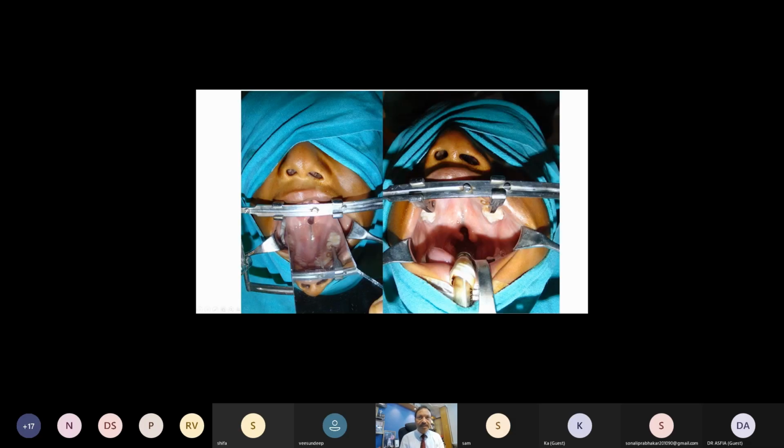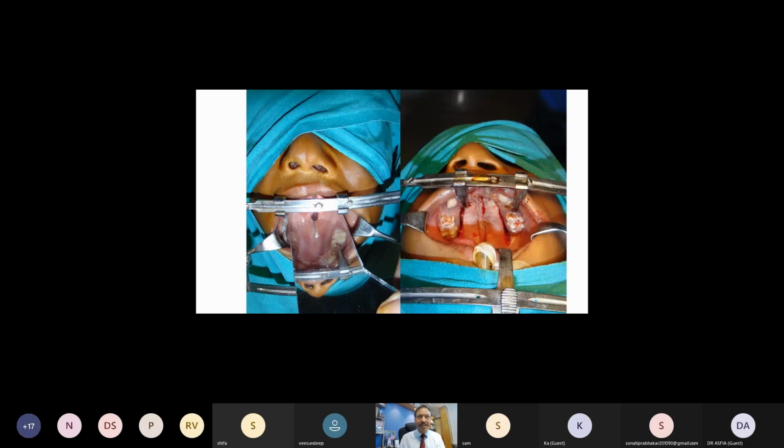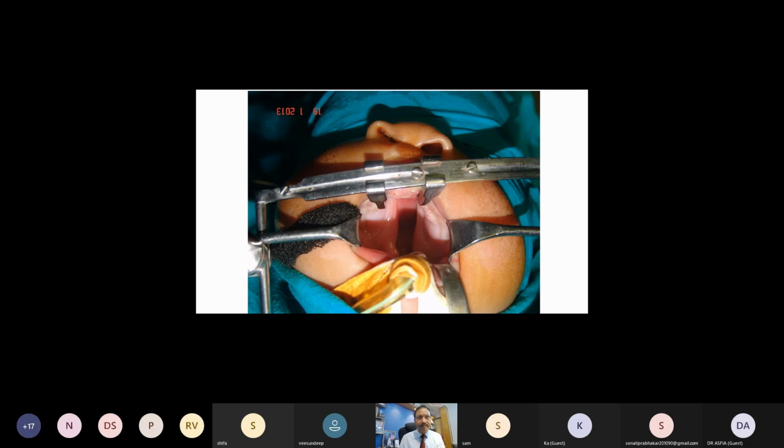Again here, you can see the uvula is cleft, part of the soft palate is cleft, and there is a submucous cleft of the hard palate. So it has to be treated as a complete cleft palate. Again here, the vomer is attached on this side. So on the right side, the vomer is attached, so the cleft is of the left side.